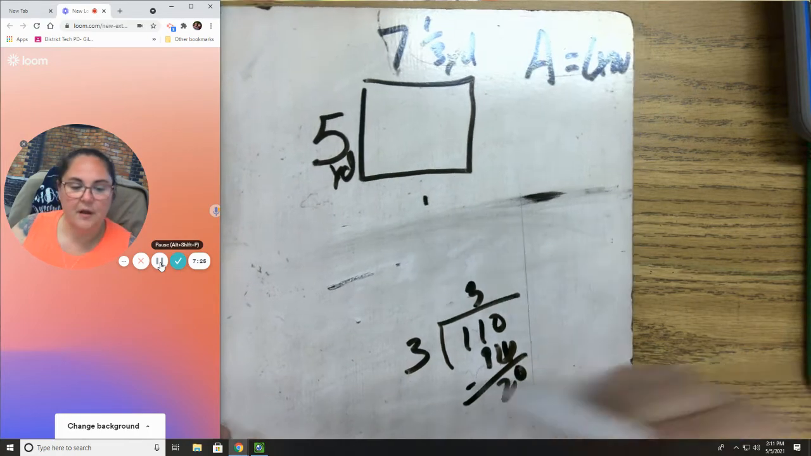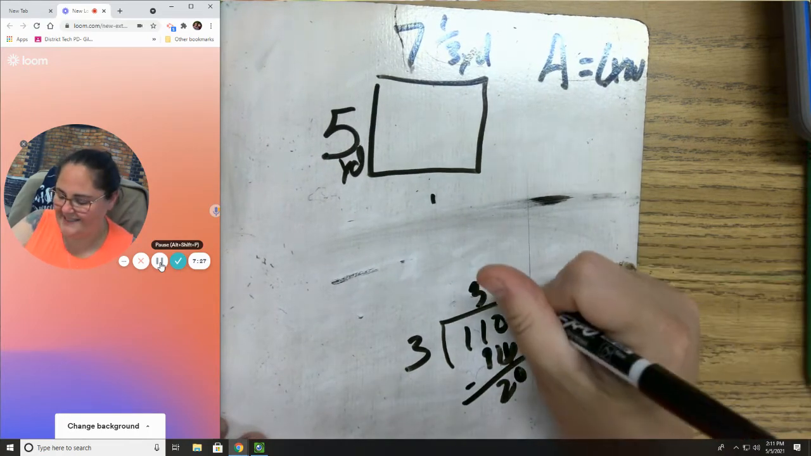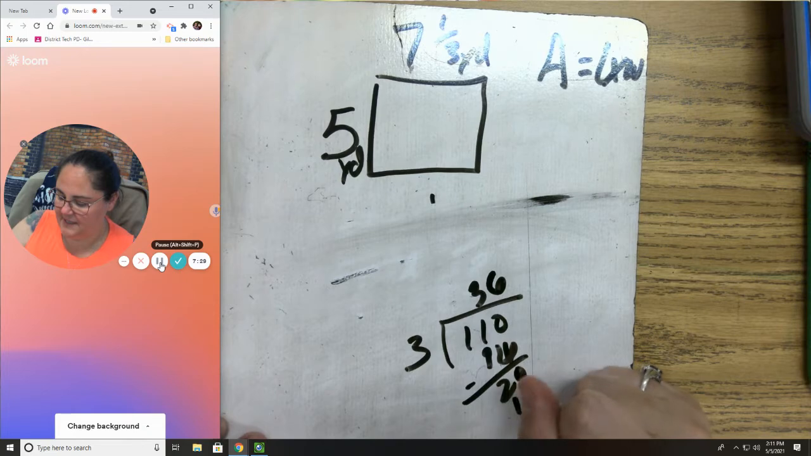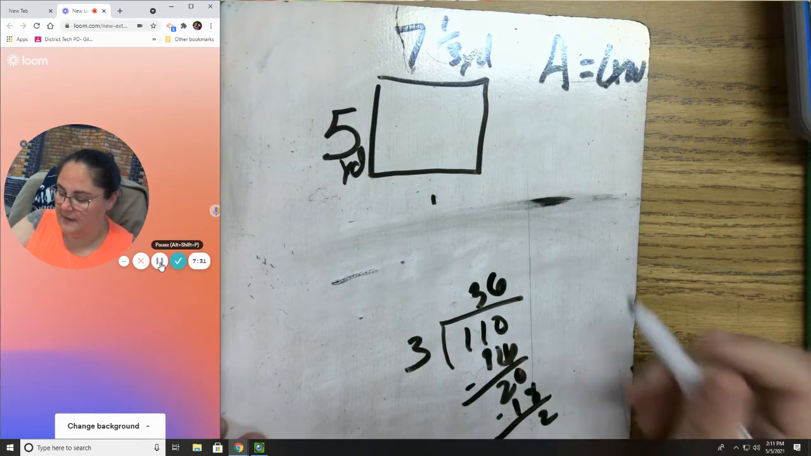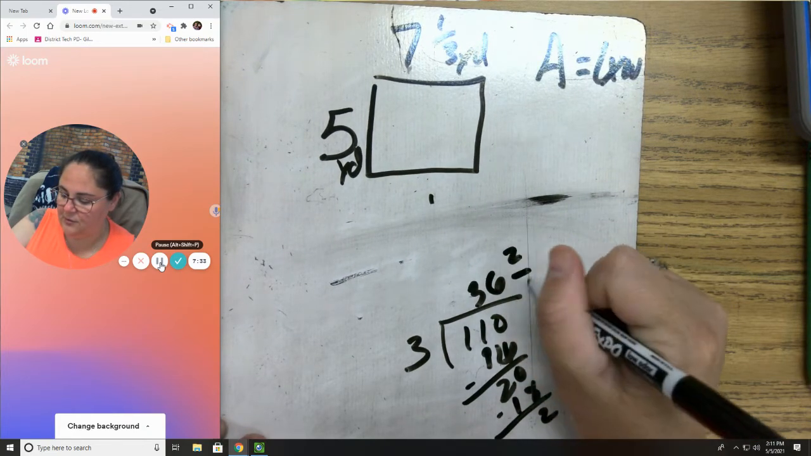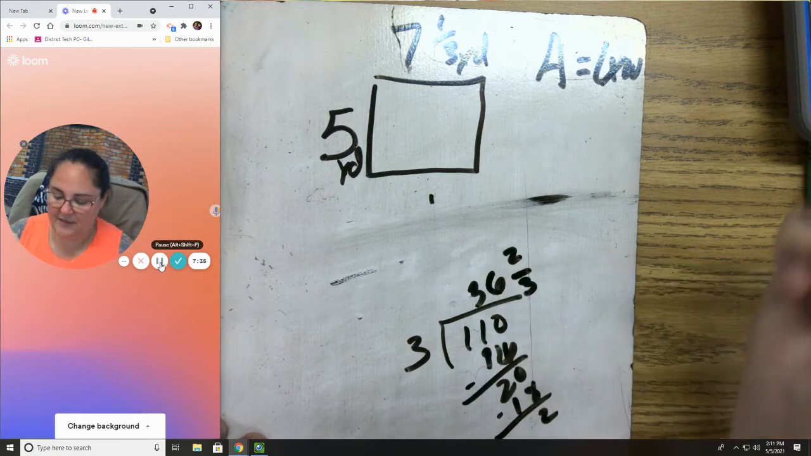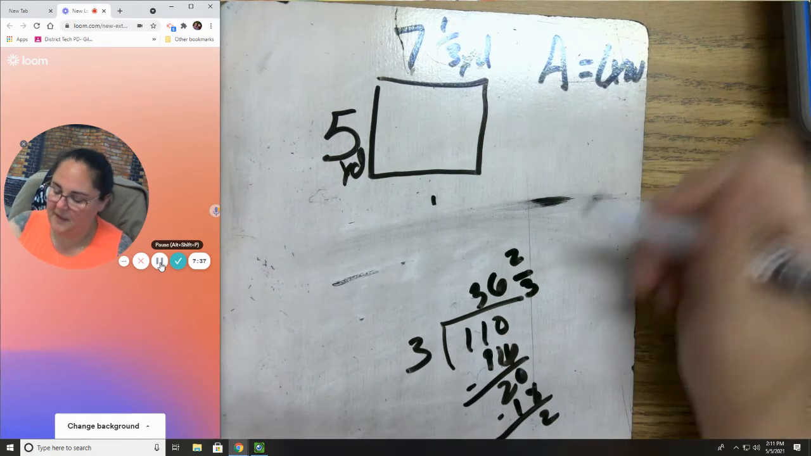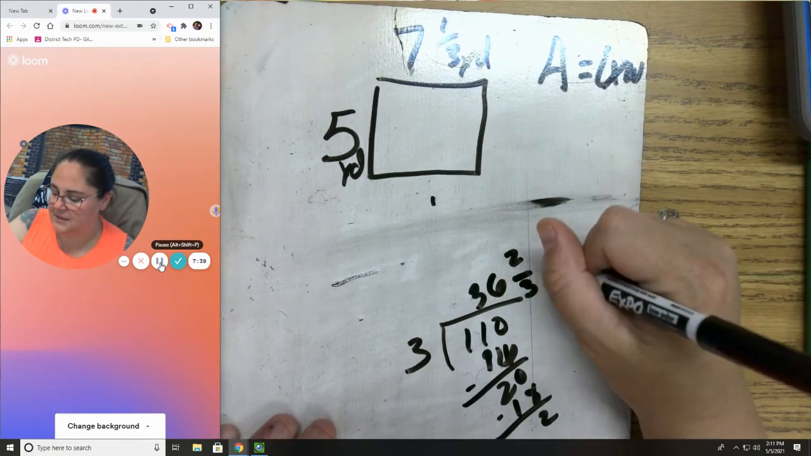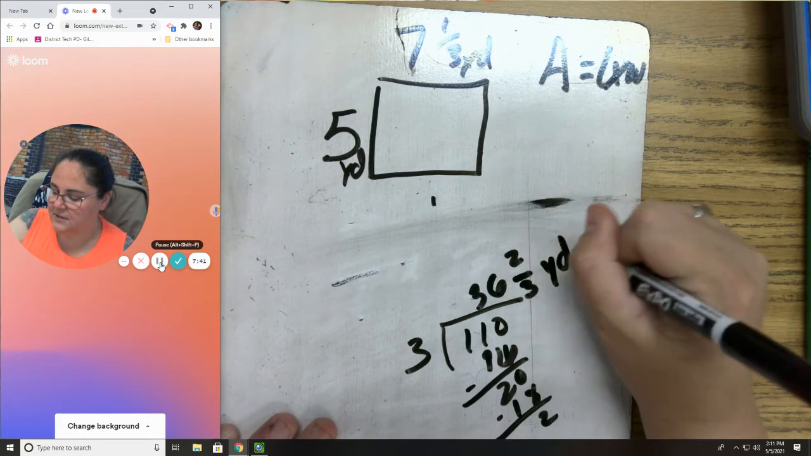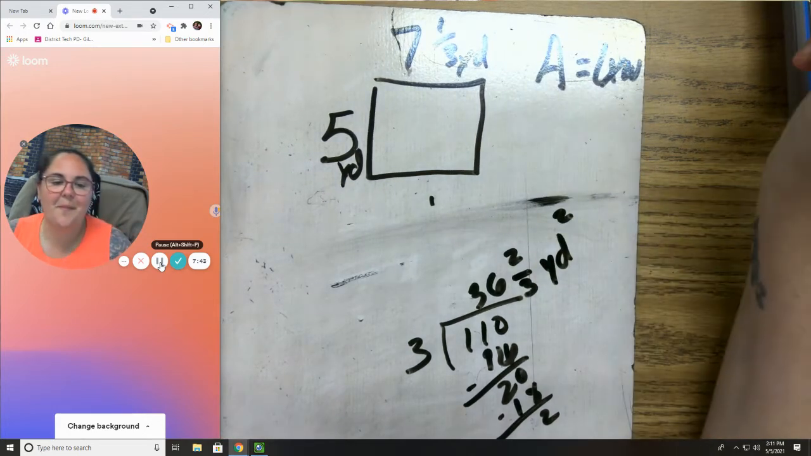Bring down my 0. 3 goes into 20 6 times. 6 times 3 is 18 with 2 left over. And now I make that my numerator and 3 is my denominator. So your answer should have been 36 2/3 yards squared.